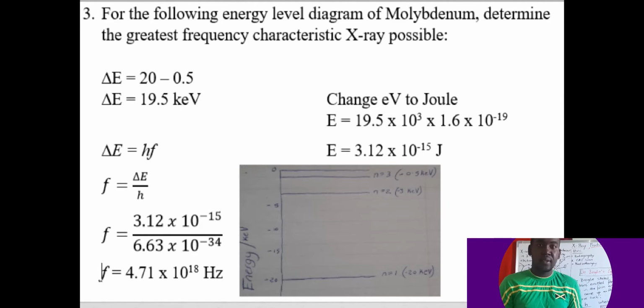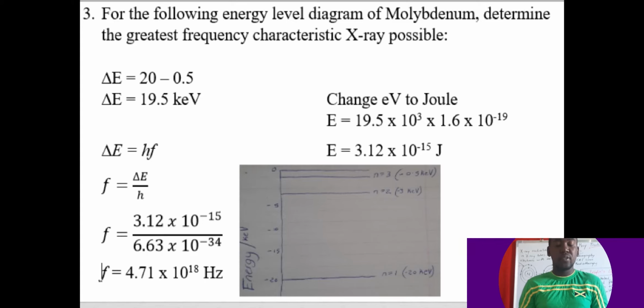Alright, so from the energy level diagram, it shows you that in this case you have three energy levels, N1, N2, N3. Right? So remember from the X-ray information that the electrons will knock one from a lower energy level. So that means it either can knock an electron from N2 or N1. So we need to find the maximum frequency or the greatest frequency. So that means it has to have an energy jump that is the greatest.